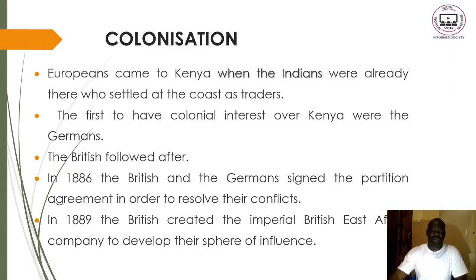As we did with India, we need to pick it up from that period of when, or how, Kenya was colonized. The Europeans came to Kenya when the Indians were already there, who settled at the coast as traders. It's quite interesting to say the same Indians who got their independence, but there were some Indians again who were traders. They were the first foreigners to come and settle on the coast of Kenya. So the Europeans, when they came, found the Indians already there.